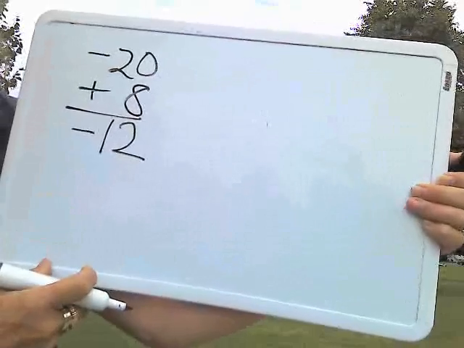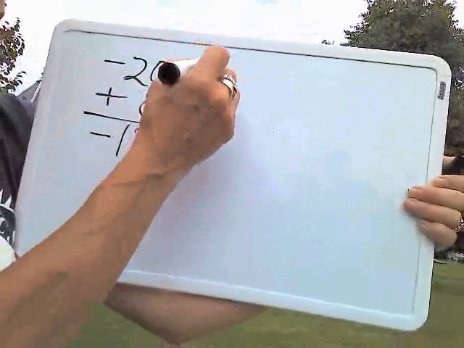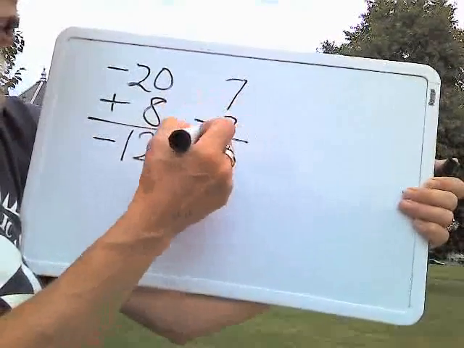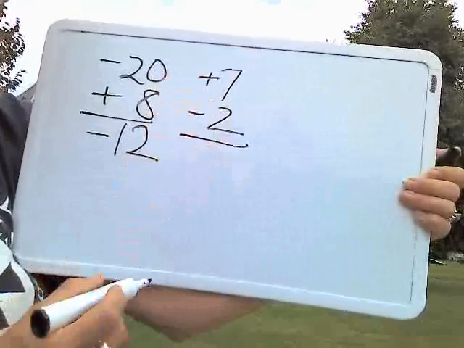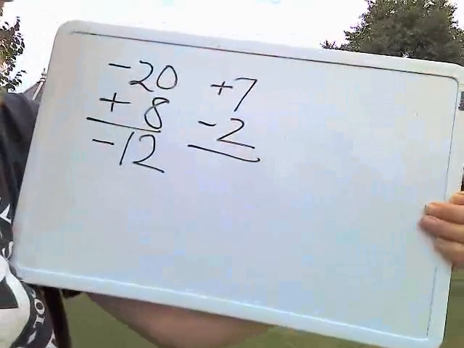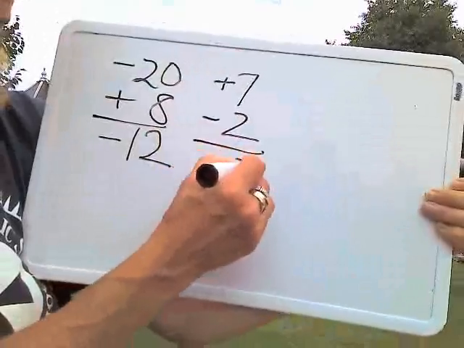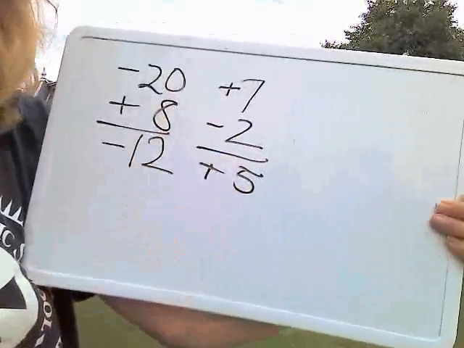And you did this when you were in second grade. When you did 7 minus 2, this really was a positive. And so you said like signs add, unlike signs subtract, take the sign of the greater number.